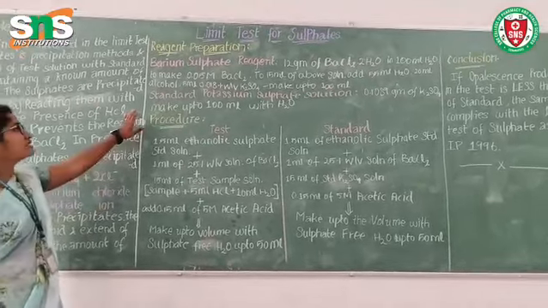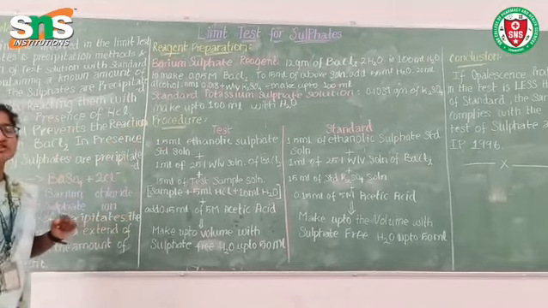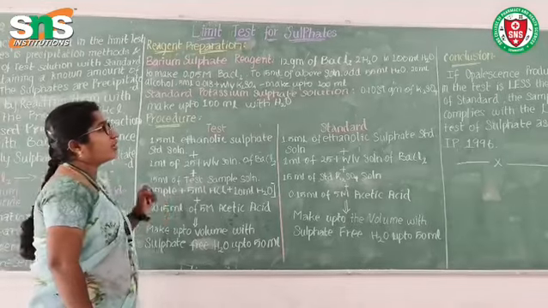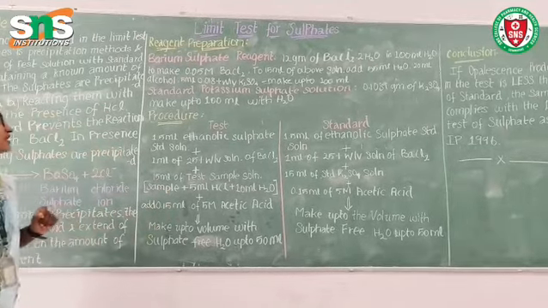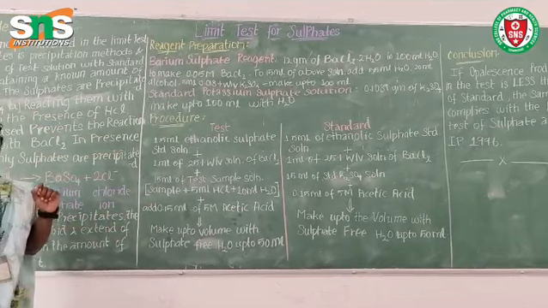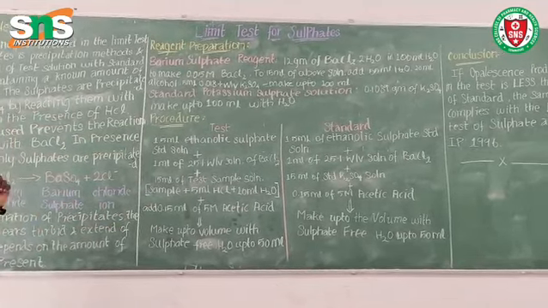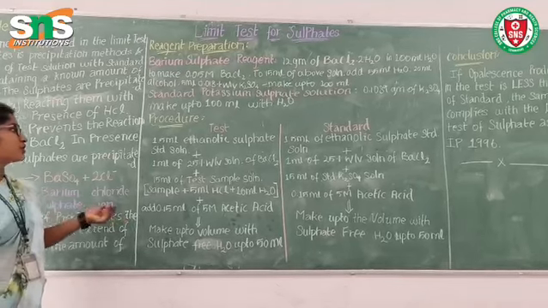Next, coming to the standard potassium sulphate solution preparation. Here we should take 0.1089 grams of potassium sulphate and make up to 100 ml with water. So these are the reagents required for the limit test for sulphate.